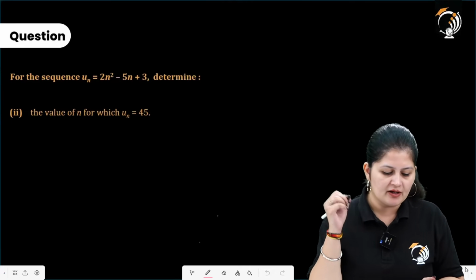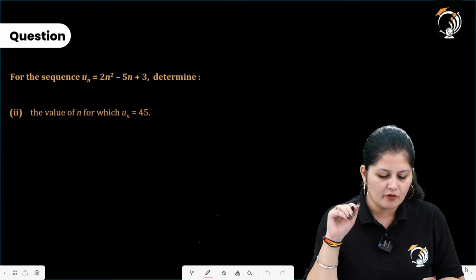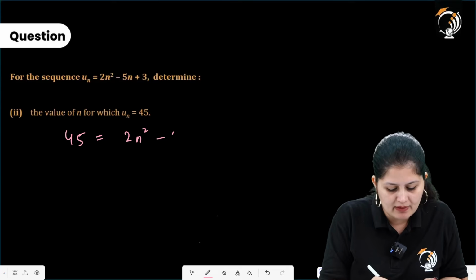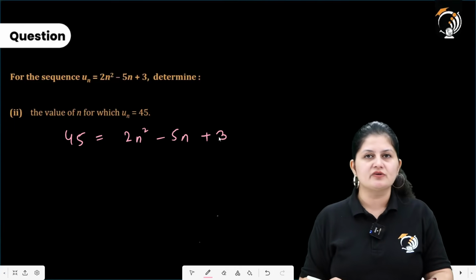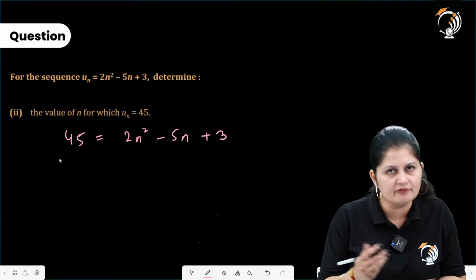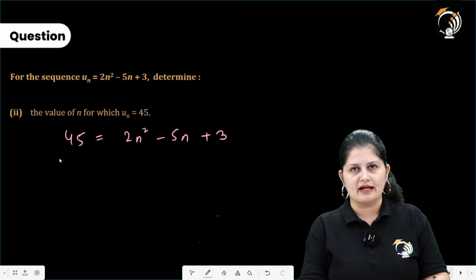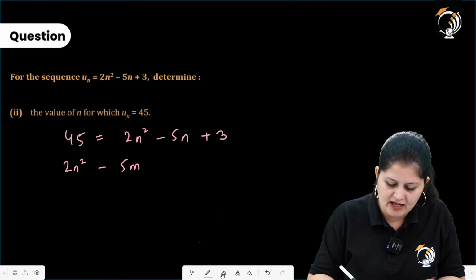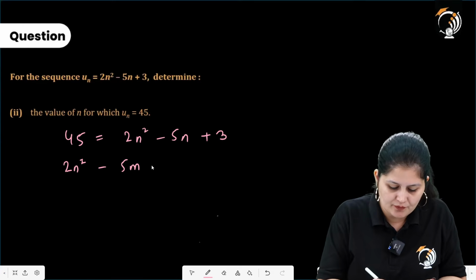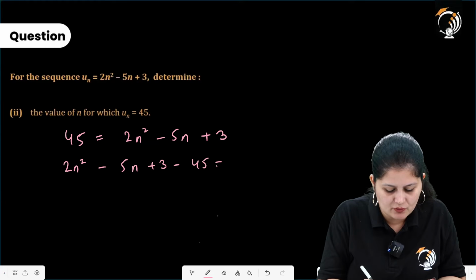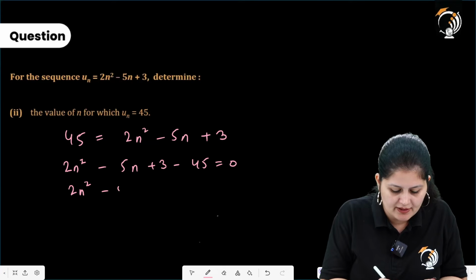Moving to the next question, where we need the value of n for which un is equal to 45. So we need to get it as 45 is equal to 2n square minus 5n plus 3. Right. As we can see, it is a quadratic expression. So we are going to use the quadratic formula in order to solve this. Either we can use a quadratic formula or we can do some splitting as well, middle term split up. So we'll just have it on the other side. So 5n plus 3 minus 45 is equal to 0. So this is going to be 2n square minus 5n minus 42 is equal to 0.